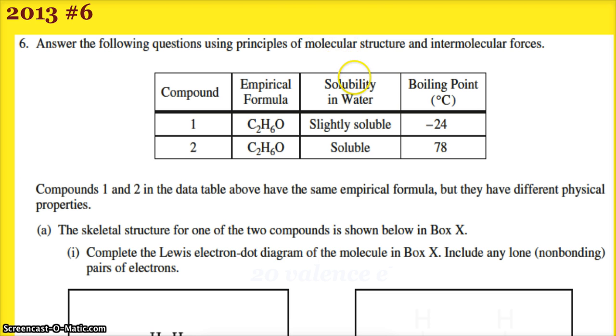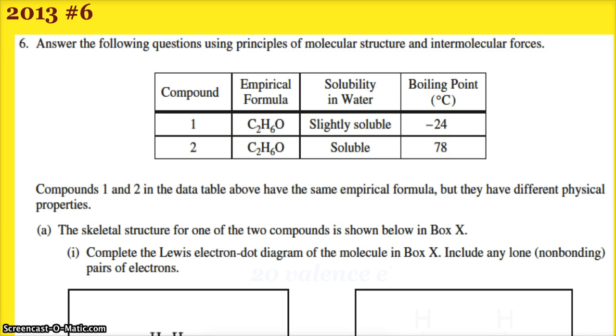And then we see solubility in water and boiling point. Our first compound: slightly soluble, low boiling point. Second compound: soluble, high boiling point. Compound 2 has greater intermolecular forces and must have intermolecular forces more similar to water because it is soluble. Alright, so now let's jump into our questions.